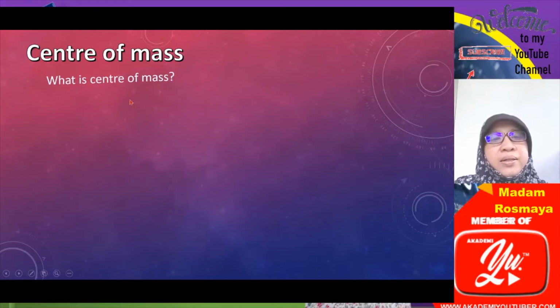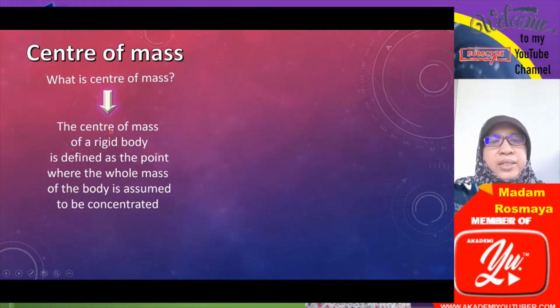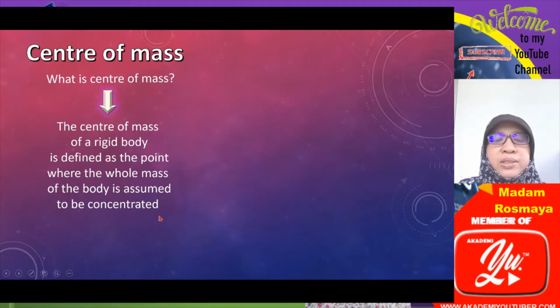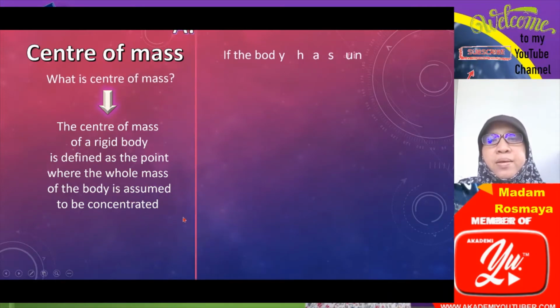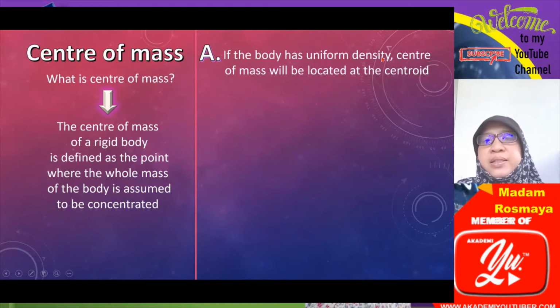Okay, what is center of mass? What is the definition? The center of mass of a rigid body is defined as the point where the whole mass of the body is assumed to be concentrated. If the body has uniform density, the center of mass will be located at the centroid.